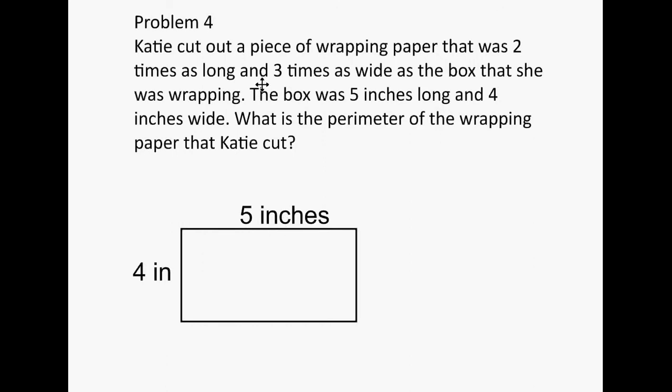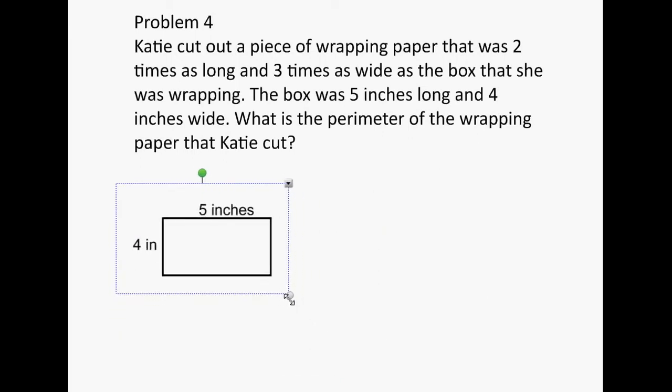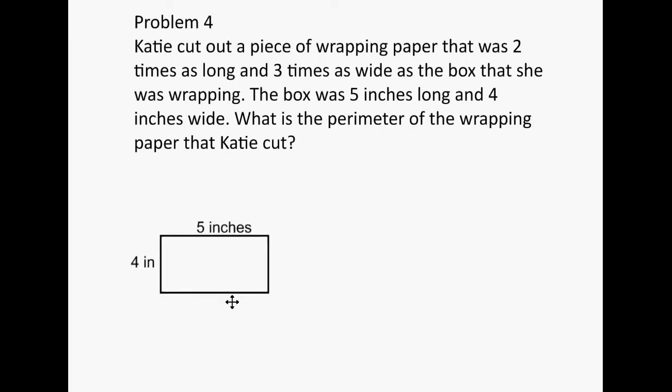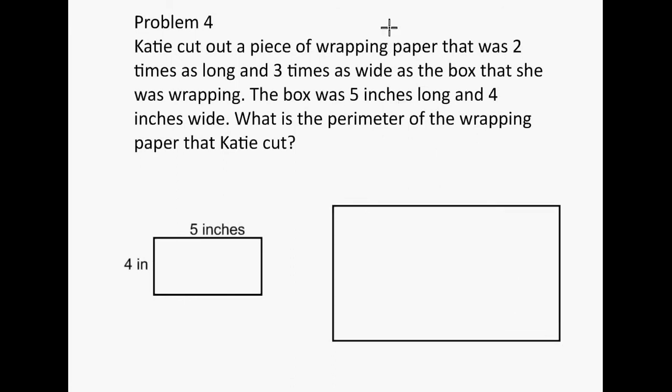Okay, now it says Katie cut out a piece of wrapping paper that was 2 times as long. All right, so let's take all this, group it together real quick, and let's see if we can do a little bit of math to get this one done. Let's figure out the wrapping paper. Let's draw the wrapping paper. It's a lot of wrapping paper. And you know what? Let's color it real quick.